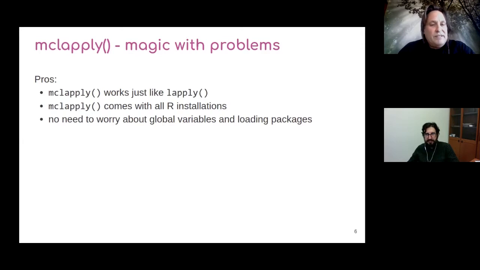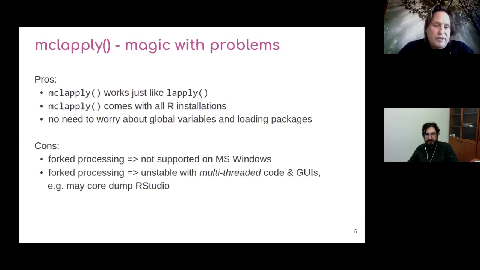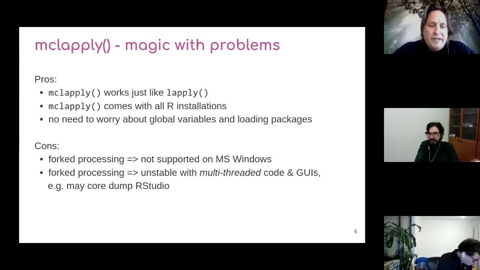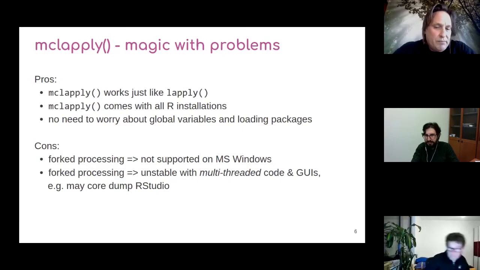This is based on a concept that in operating systems is called forked processing. It's done by Linux and Mac OS. Windows has that too, but it's not supported in R. Unfortunately, forked processing can be unstable in certain situations. For example, multi-threaded code, which is not the same as multi-process code.